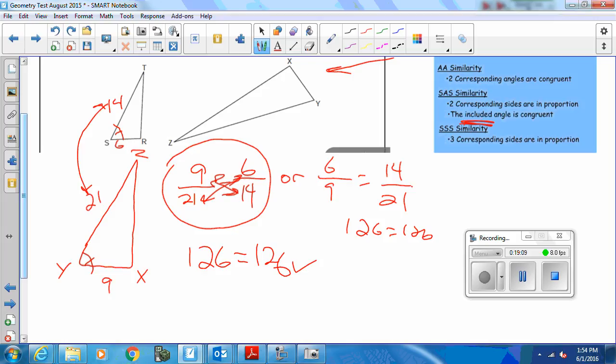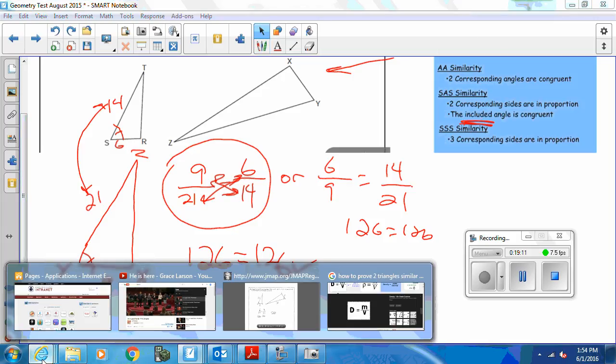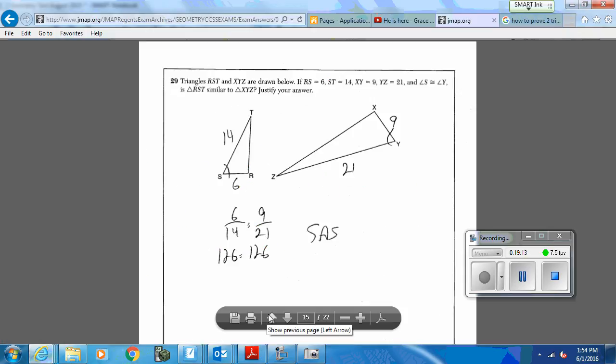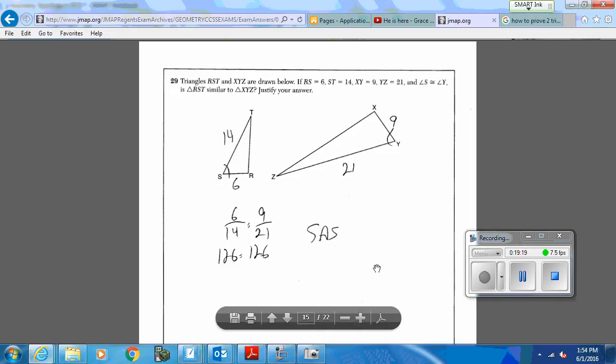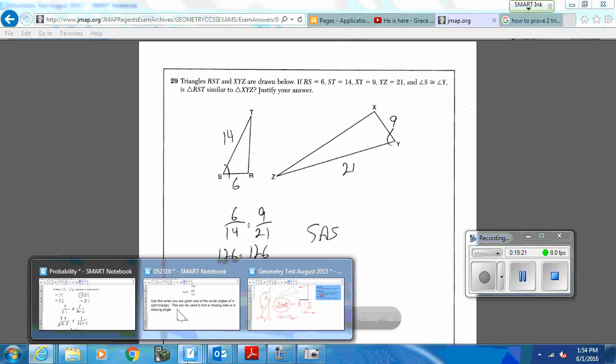Now I'm going to just show you what I found on the website, to see if it was any different. Yeah, they just wrote this down, and they actually wrote SAS, so you might want to write that they're similar by SAS.